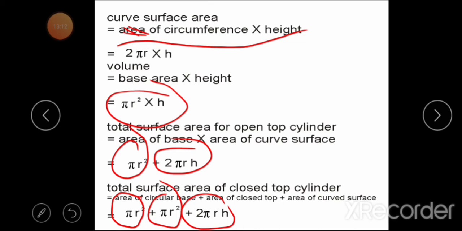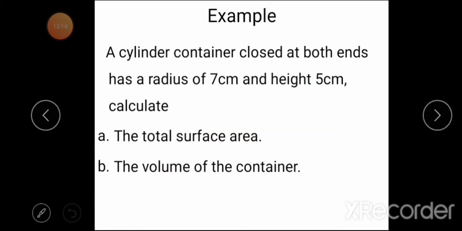So let's solve an example on that. A cylinder container closed at both ends has a radius of 7 cm and height 5 cm. Calculate A, the total surface area, and B, the volume of the container. So let's solve that problem.